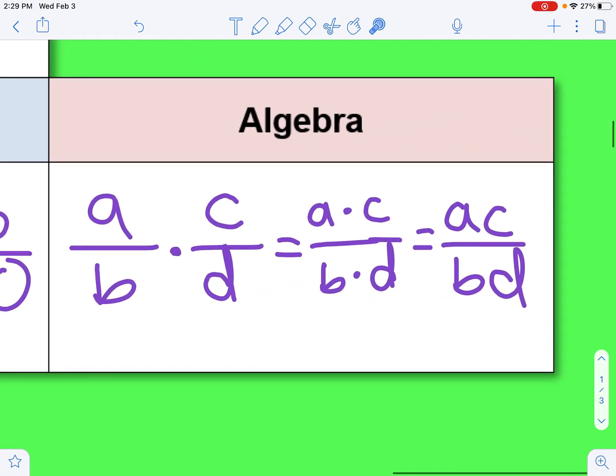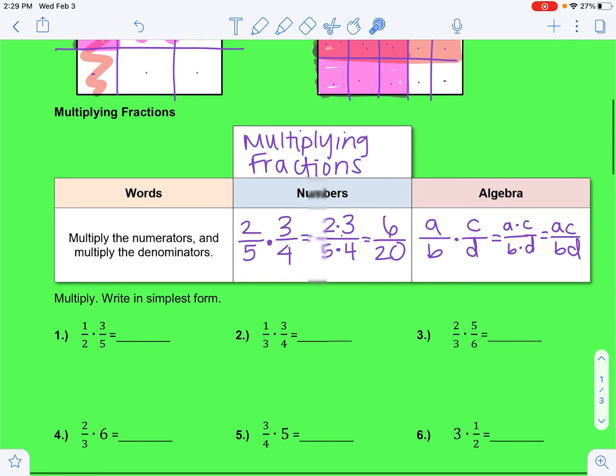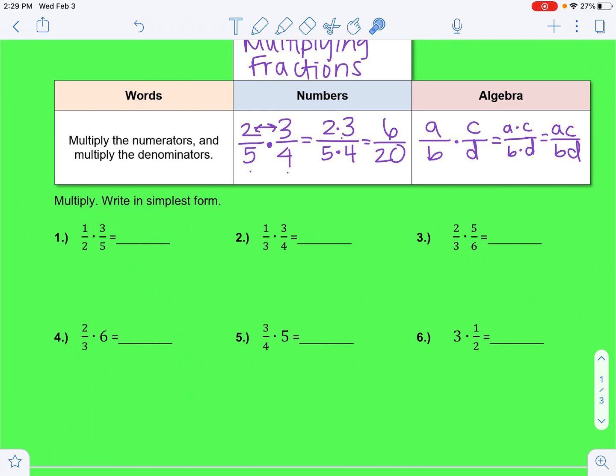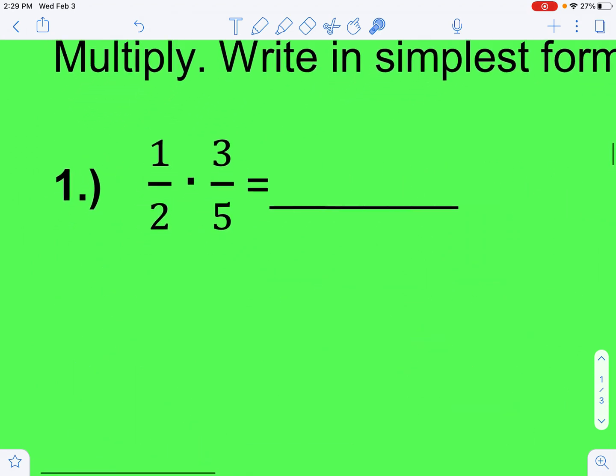Alright, and then just to write it in letters, if our fraction is a over b times c over d, we take a times c over b times d, and we get a times c all over b times d. Alright, let's practice some of these. I love multiplying fractions. Here we go.